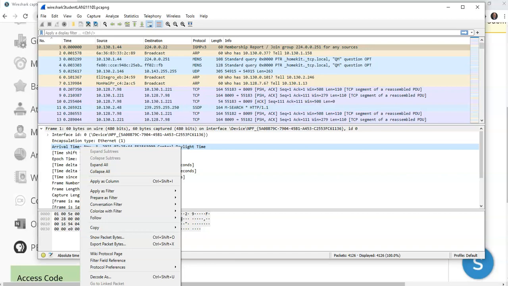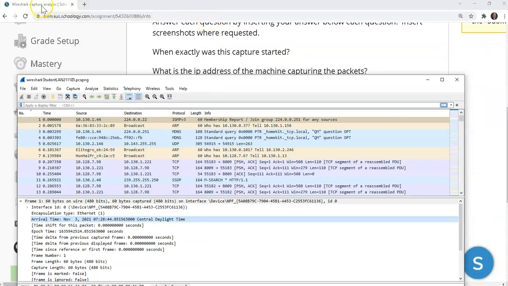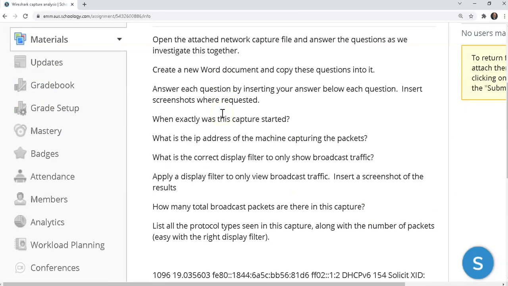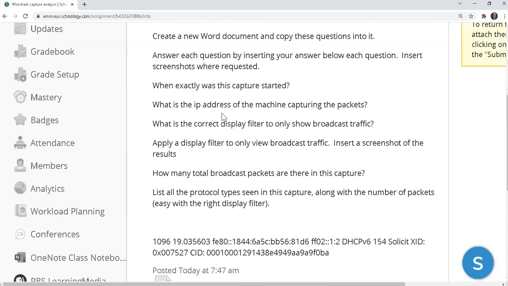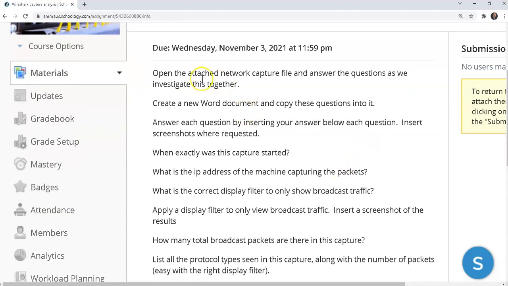Let's present this screen to you. We're doing a Wireshark capture here. It's in the assignments on Schoology. We're going through this little assignment here. Go down into assignments, go down to Wireshark capture analysis. This is just a class time activity. We're going to answer all these questions right now. So we need to submit this. All you're doing is creating a Word document, and you're just going to submit it to this once you have the activity completed.